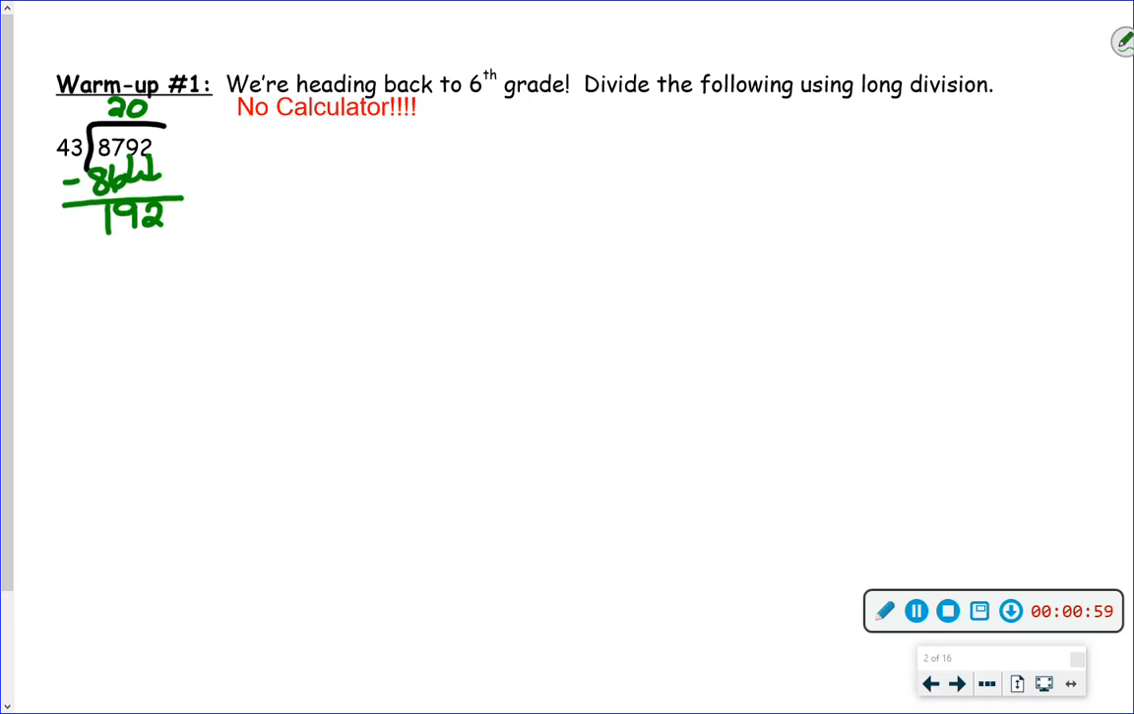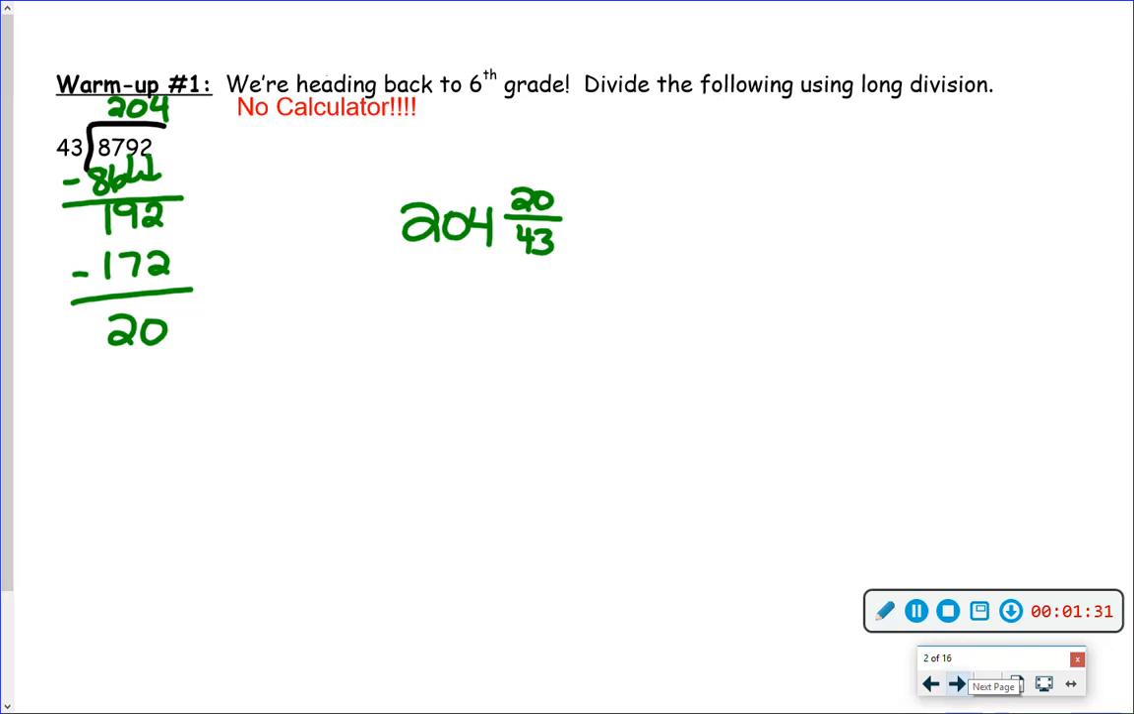So 43 goes into 192 4 times. 4 times 43 is 172. Then I'm going to subtract that, remainder 20. Now we're big kids now, we're not going to put our 20, okay? We're going to put our answer 204 and our remainder over the divisor, which is how we are going to write it today when we do polynomials. Key is anything that we put on top, the 2, the 0, the 4, you multiply by your divisor, 43, and then we subtract those lines. We're going to use the same steps today, but with polynomials.